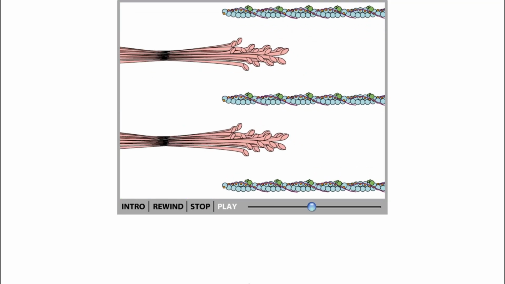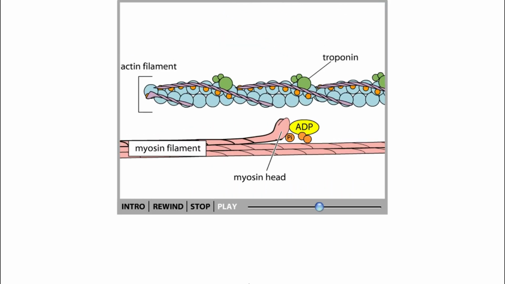Within the sarcomeres, the actin filaments look like two strings of pearls twisted around each other. The myosin filaments are thicker and have knob-like heads at their ends. Actin filaments are decorated with two types of proteins. One protein, troponin, lies at regular intervals along the actin filaments. Another protein, called tropomyosin, runs the length of each actin strand. The myosin heads at this point are bound to molecules of ADP and inorganic phosphate.